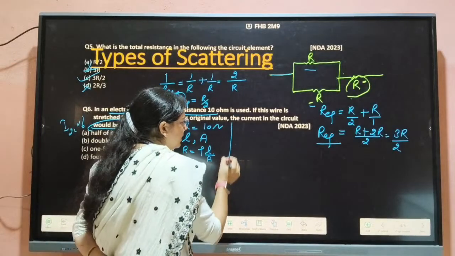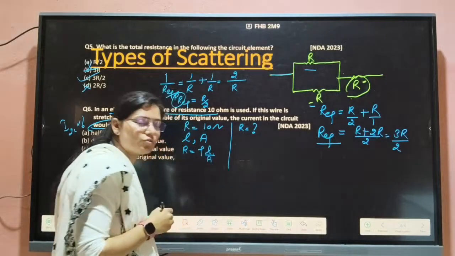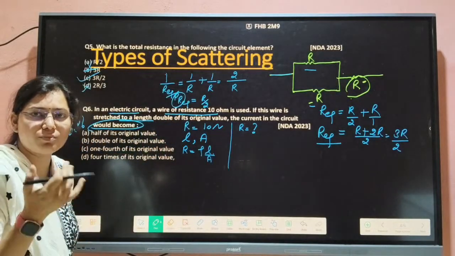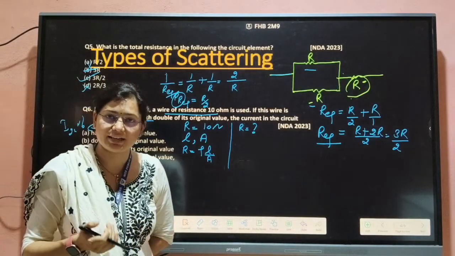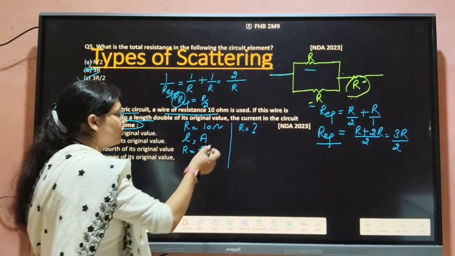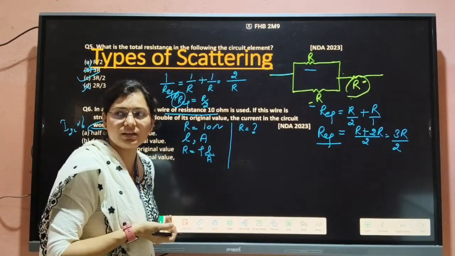So first we have to find out how much the resistance changes if the length is doubled, because to find the current, what do we need? Voltage, and V equal to IR. So first we should know how much change there is in the resistance as we increase the length of our wire.